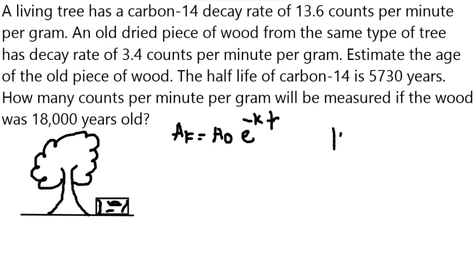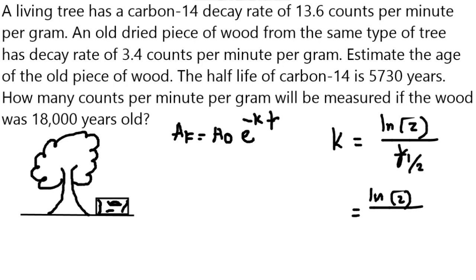So let's first answer the first problem. That's going to be estimate the age of the old piece of wood. To do that, we already know the half-life of carbon-14. So we're going to first calculate the constant of decay. That's going to be natural log of 2 divided by 5,730. So the decay constant is going to be 1.21 times 10 raised to the negative 4.